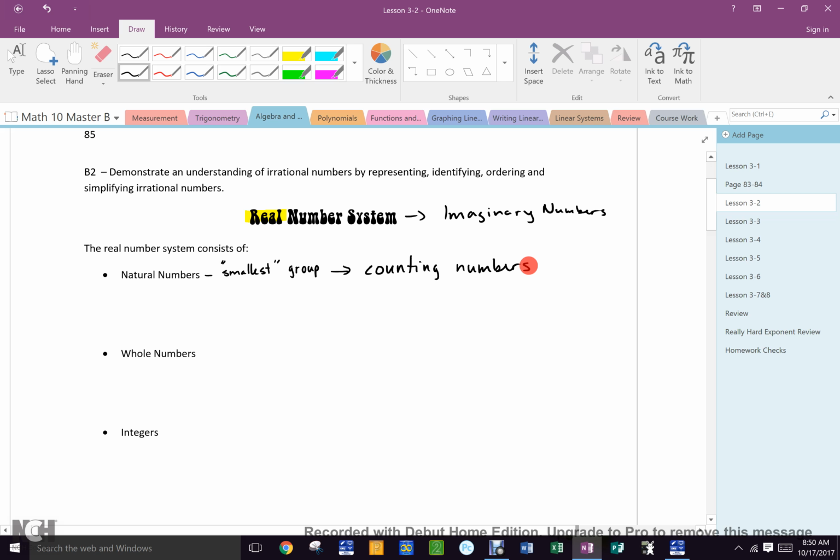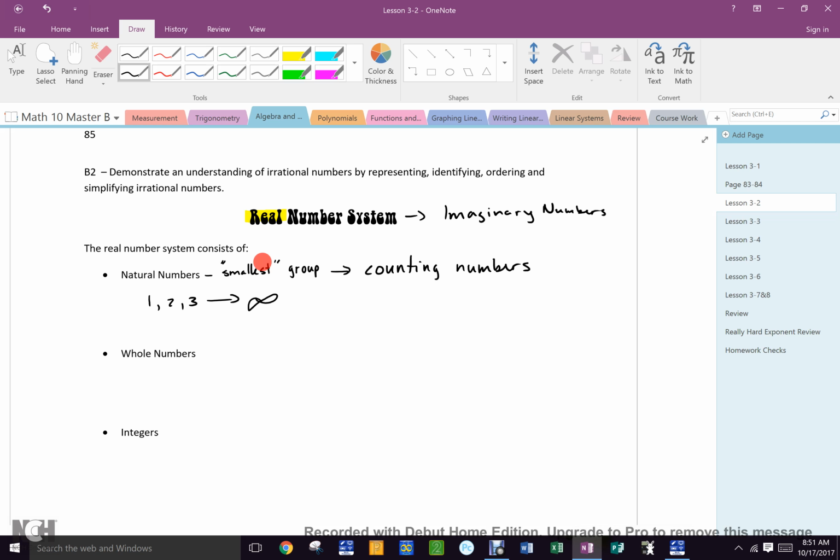So if I said, let's count, we'd start counting. And they go from 1, 2, 3, up to what? When do we stop counting? When we don't know the numbers anymore. But what number, what concept do we say we can count to? Infinity, right? So that's why I put smallest group in quotes. It's still an infinite number of numbers.